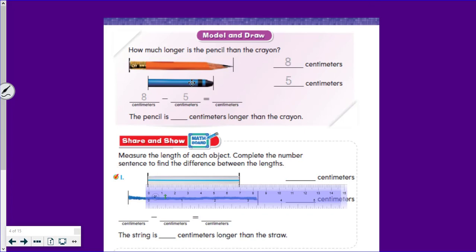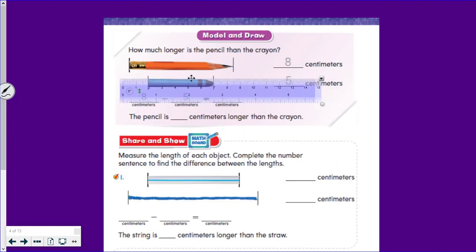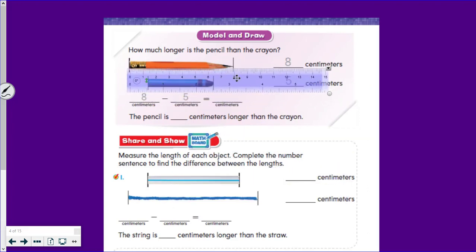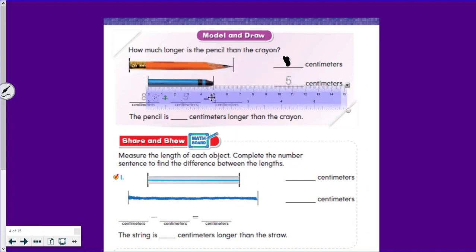And so the Model and Draw today says, how much longer is the pencil than the crayon? And so if we measure the pencil, let me get my ruler up here, we can see that the pencil is about 8 centimeters. And so I'm going to trace right here where it says 8 centimeters. Okay, and so then the second thing I need to do is measure the crayon. And the crayon's about 5 centimeters, so I'm going to trace the 5.